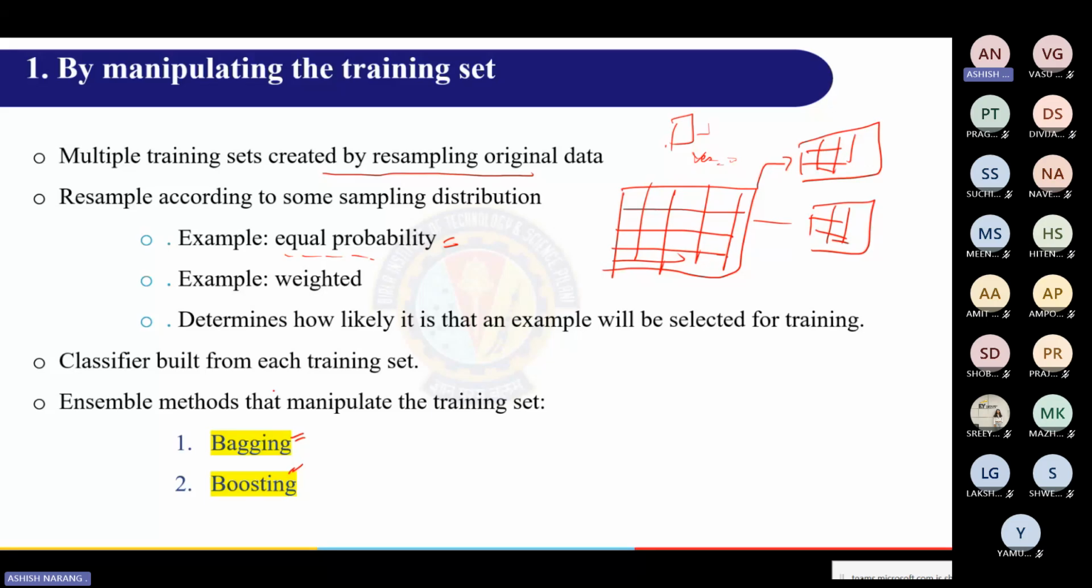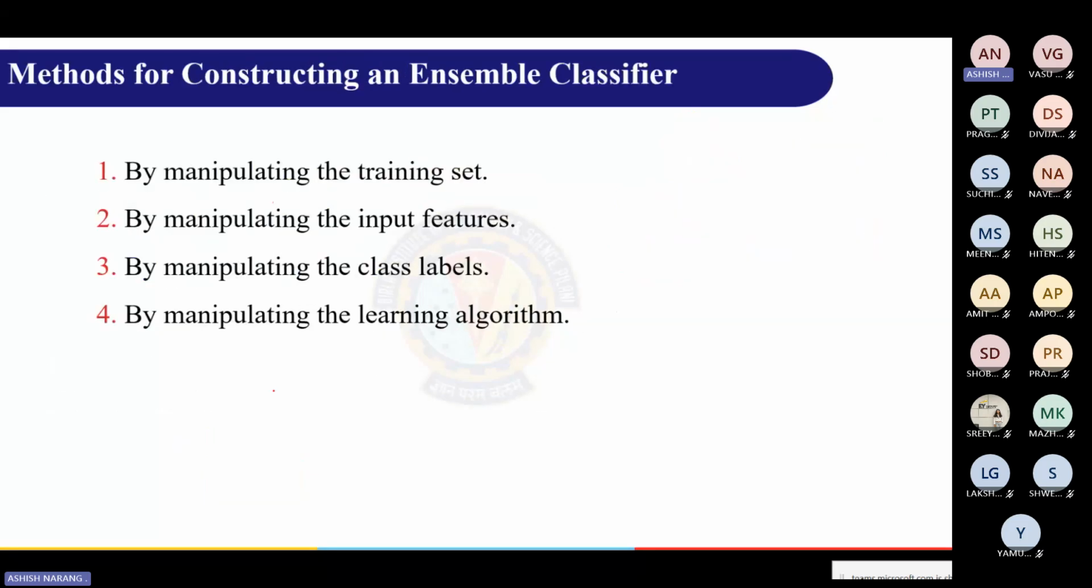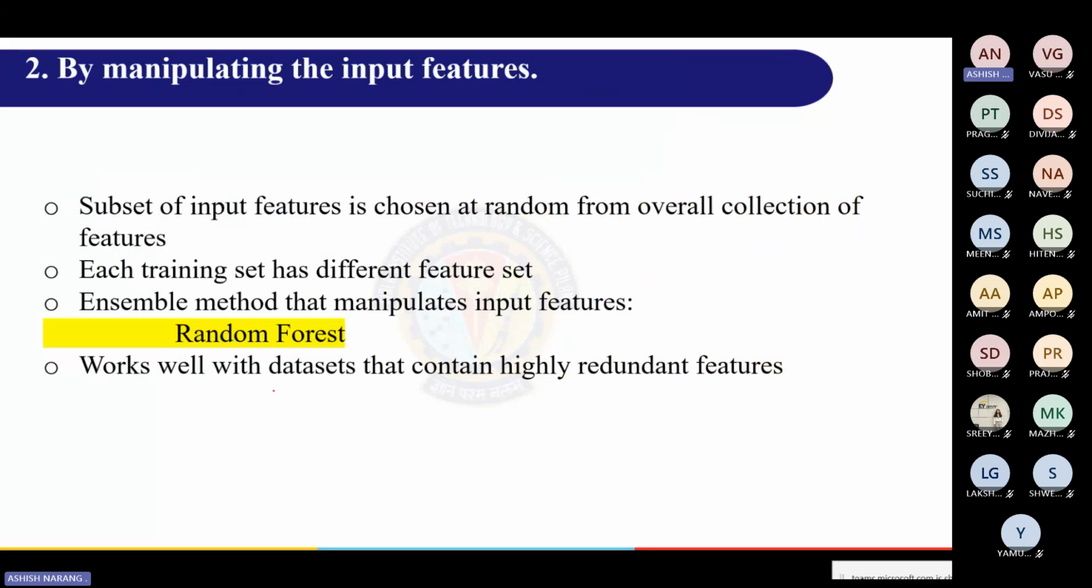We will come to bagging and boosting soon, but let us look at manipulating the input features. You might have many features. I don't want to use each and every feature for each and every classifier. I might have 100 features. For classifier C1, I might sample some features out of it. I'm not going to give 100 features. A subset of input features is chosen at random from the overall collection of features, so each training set has a different feature set.